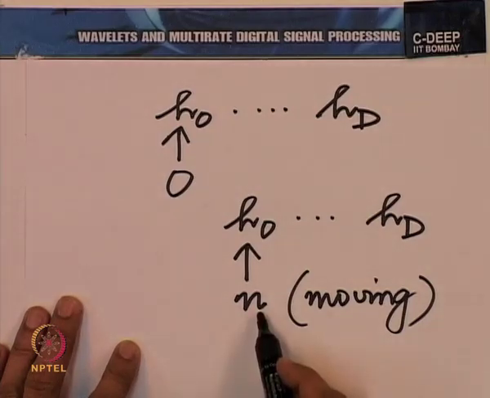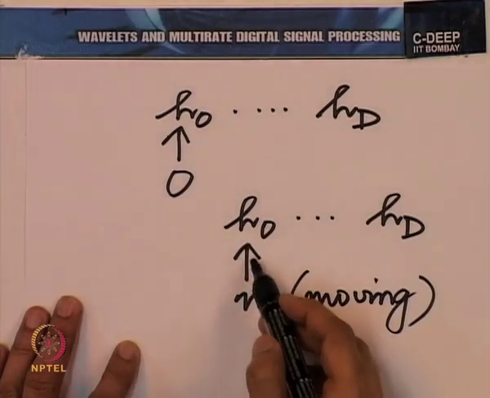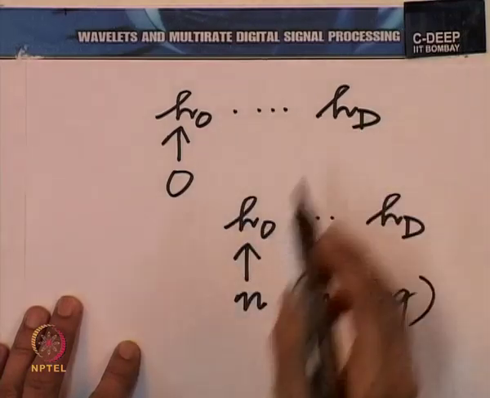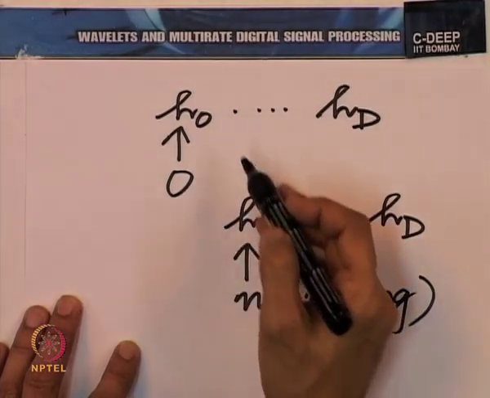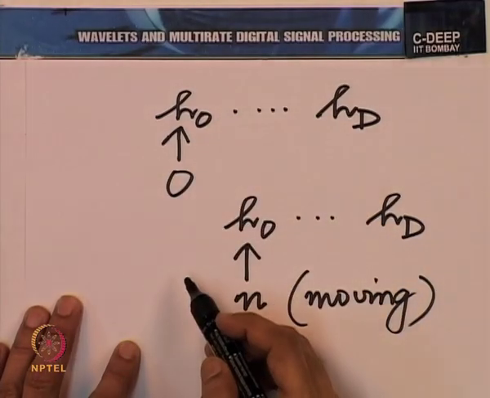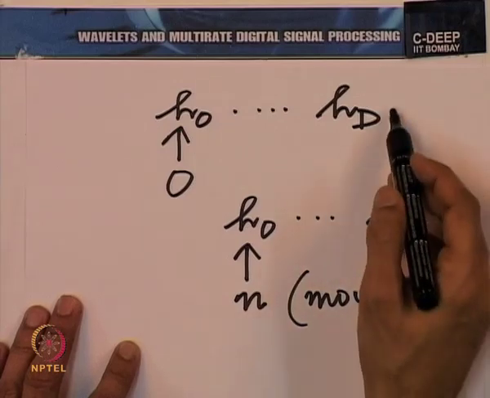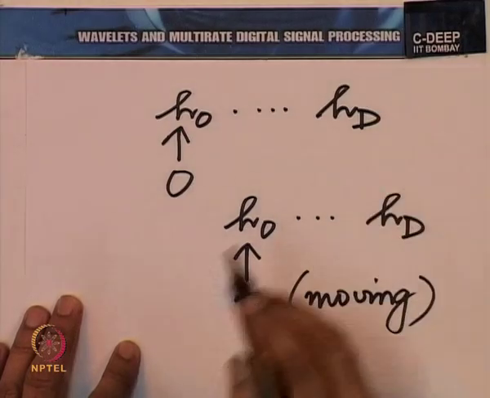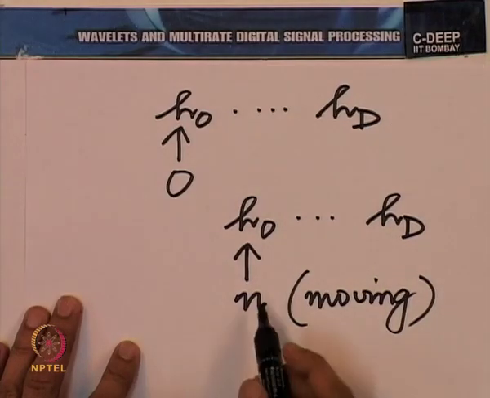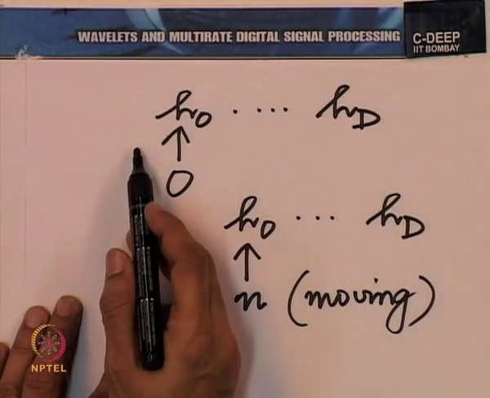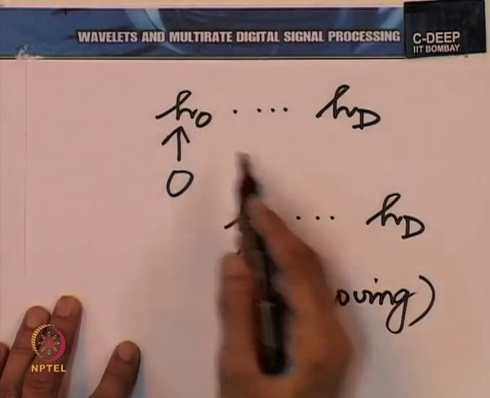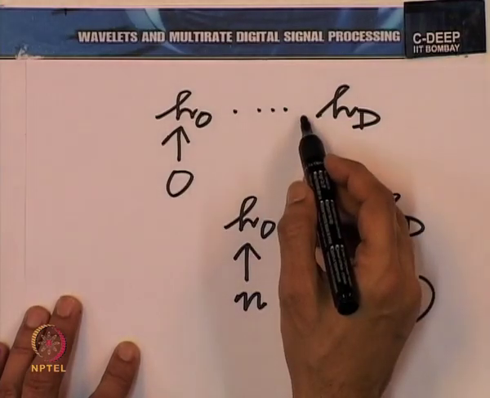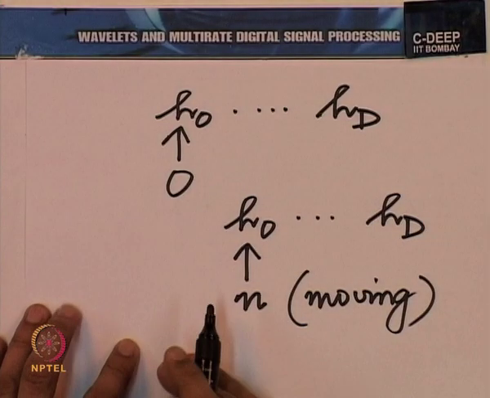For example, when n is equal to 0, the samples actually coincide. When n is equal to 1, then H0 clashes with H1, and of course, Hd has gone out of range. So, it has gone to a 0 sample here. When n is equal to minus 1, you are here, and then of course, H1 clashes with H0, Hd with H(d minus 1) here, and so on and so forth.